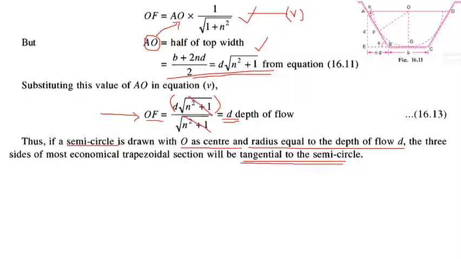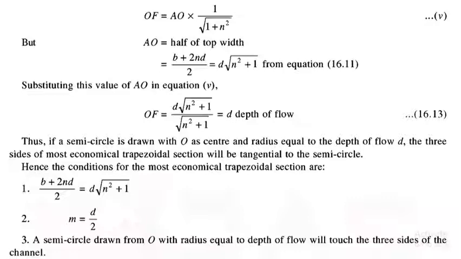Okay, so the radius of the semicircle is the depth of the flow and center is the center of the top width. Center is the midpoint of the top width and radius is the depth of the flow. So that semicircle will have three sides of the trapezoid as the tangents. That is the most economical section.